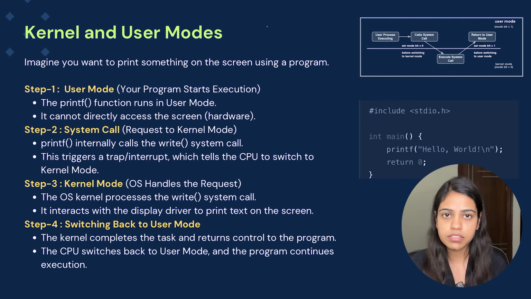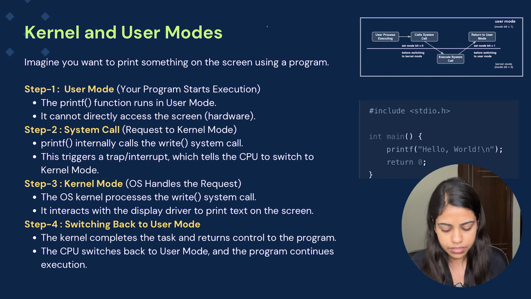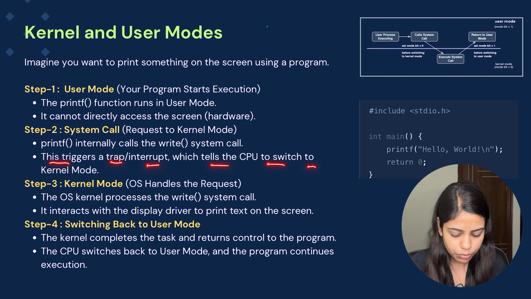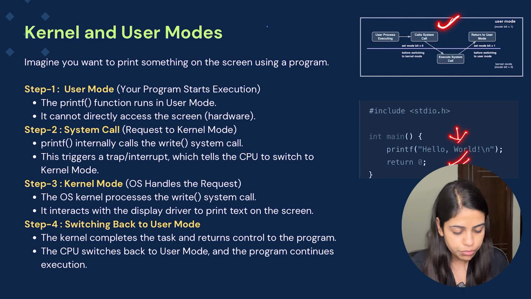So step 2 is the system call. As the user wants to print something on the screen, it cannot go ahead and directly access the hardware components. So it requests the operating system via the system call. Request to kernel mode. Now printf internally calls the write system call. This triggers a trap or interrupt which tells the CPU to switch to the kernel mode. Now here there is a write system call which is generated which tells that this particular thing needs to be printed on the screen. So here a context switch happens.